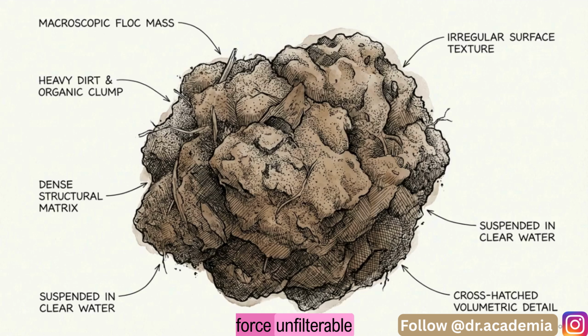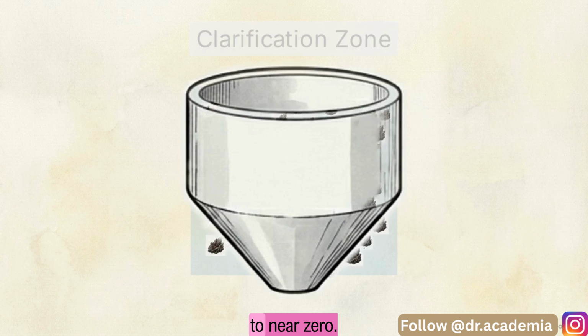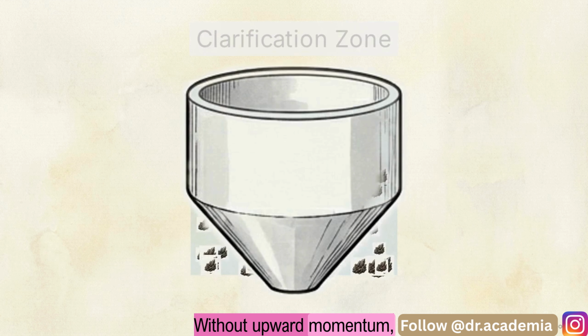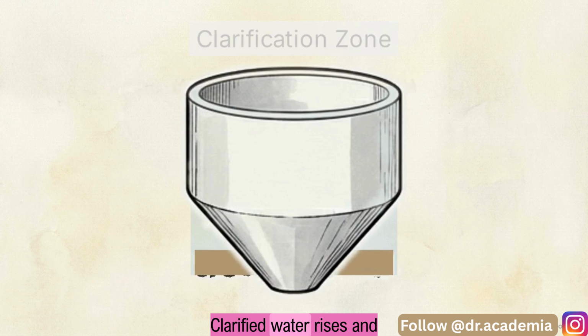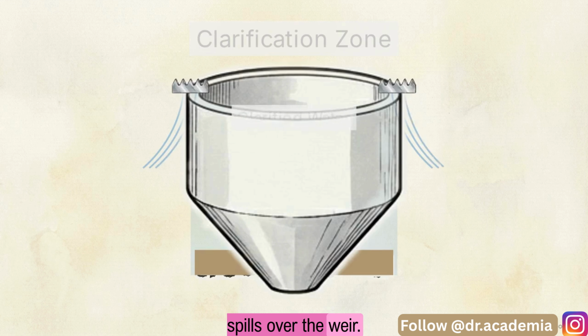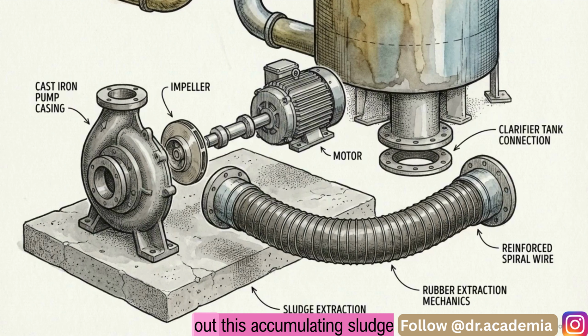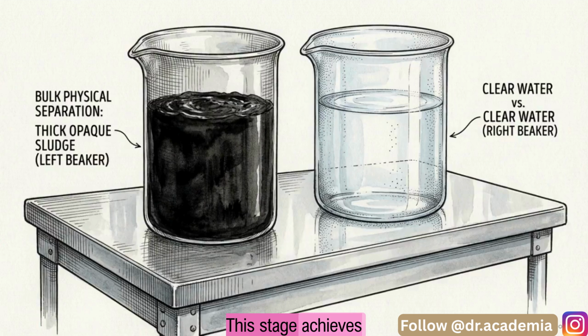Entering the clarification zone, the process shifts to bulk physical separation. The clarifier drops the water's upward velocity to near zero. Without upward momentum, gravity pulls heavy flocs downward, forming a thick sludge blanket at the bottom. Clarified water rises and spills over the weir. Operators must periodically pump out this accumulating sludge to prevent the system from failing. This stage achieves the bulk removal of the suspended silts, organics, and precipitated metals engineered in the previous steps.